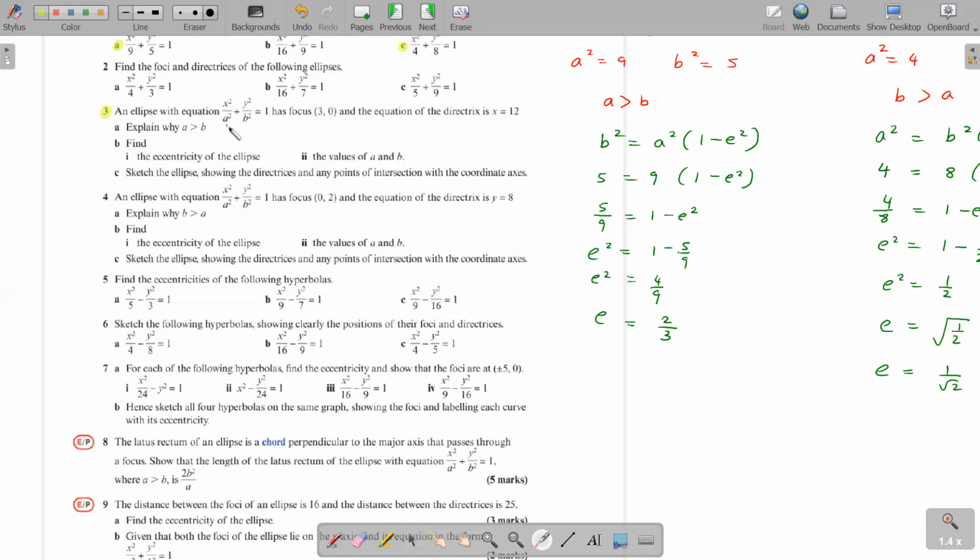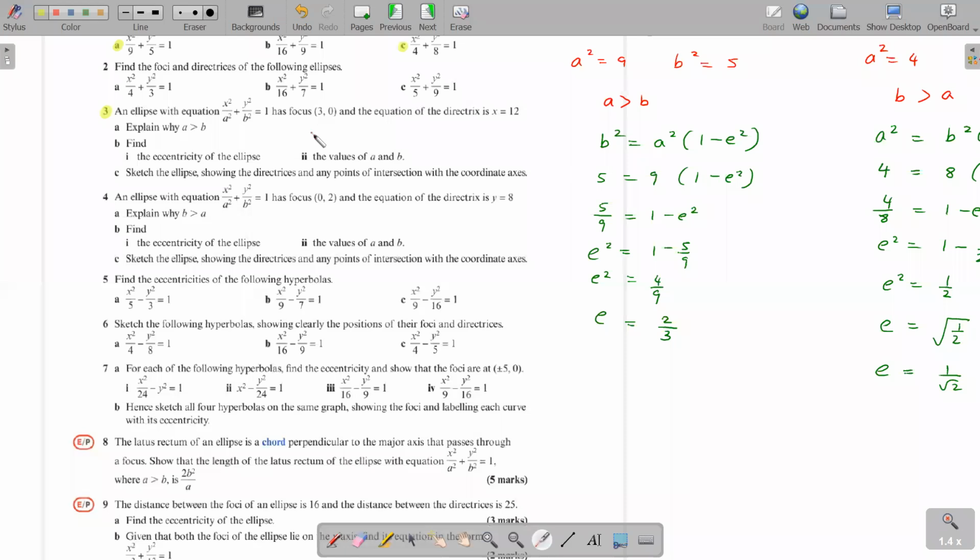Now they haven't told you the a and b values. You can see in the equation the a and b values are not given. They have just given you that the focus is (3, 0) and the directrix is x equals 12. So why is a greater than b? Why is the major axis on the x-axis? The foci are both on the x-axis.